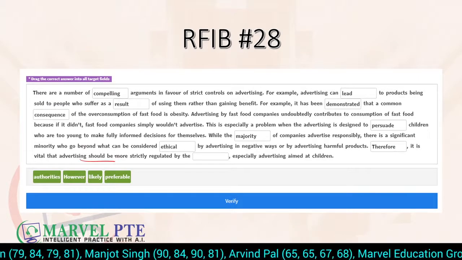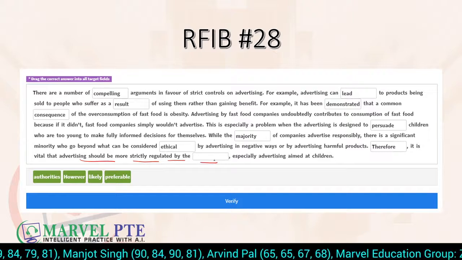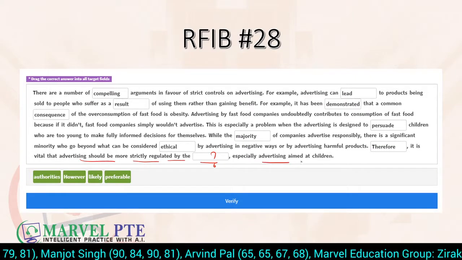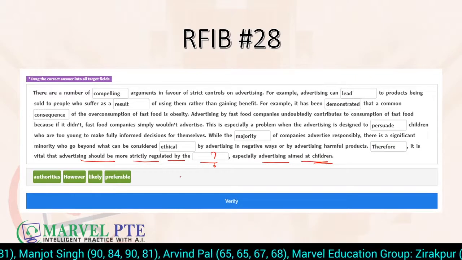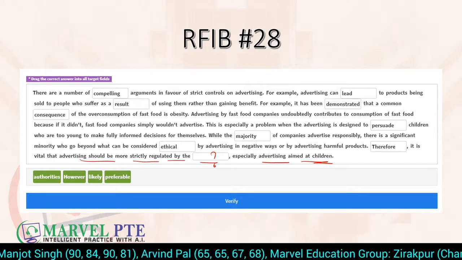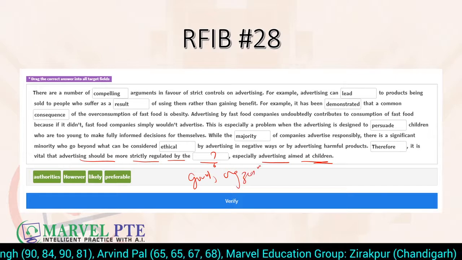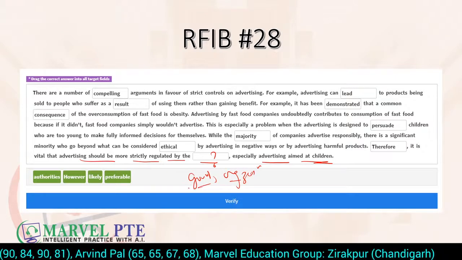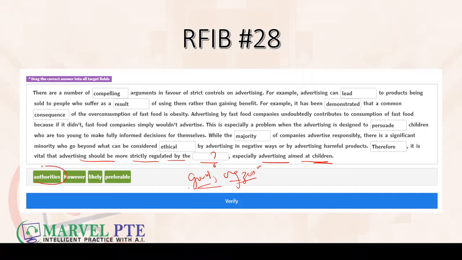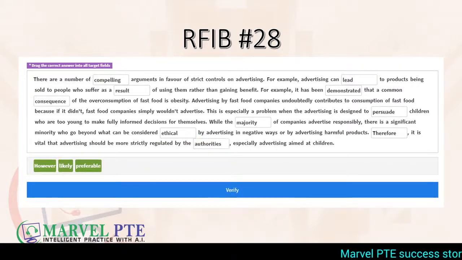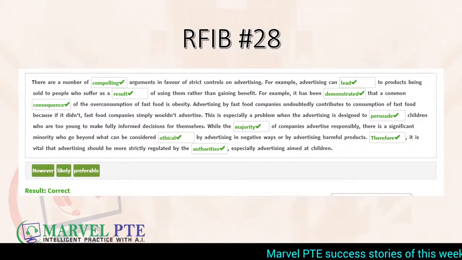It is vital that advertising should be more strictly regulated by something, especially advertising aimed at children. How do regulations take place in our countries or everywhere? Governments do, right? Organizations do. So what is the synonym present here for government or organization? That is authorities, okay? So that's why we are going to fill authorities over here. Should be more strictly regulated by authorities, especially advertising aimed at children. Now let's see if all the answers are correct. Yes, all the answers are correct.